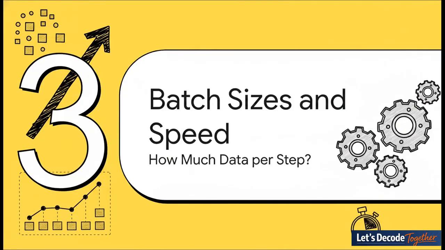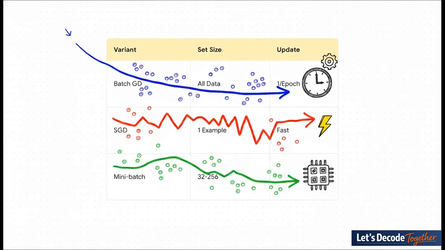All right, Section 3, batch sizes and speed. How much data per step? So here's a highly practical question for you. We have to calculate this slope based on our data, right? But how many data points should we actually look at before we take a step? Well, we basically have 3 main flavors to choose from.